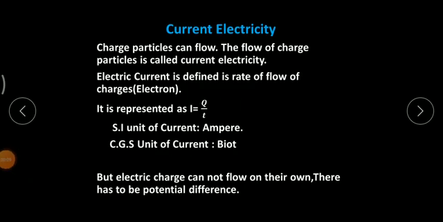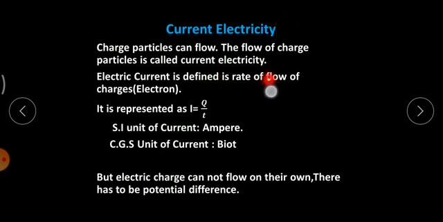Now, current electricity. You have to pay attention very nicely and properly. Current electricity means what? Every body is made up of matter. Matter is made up of fundamental particles, and it has a fundamental property, that is charge, which we have already discussed in previous videos. Charge that can flow is termed as current electricity. The flow of charges, or the flow of electrons, is called current electricity.